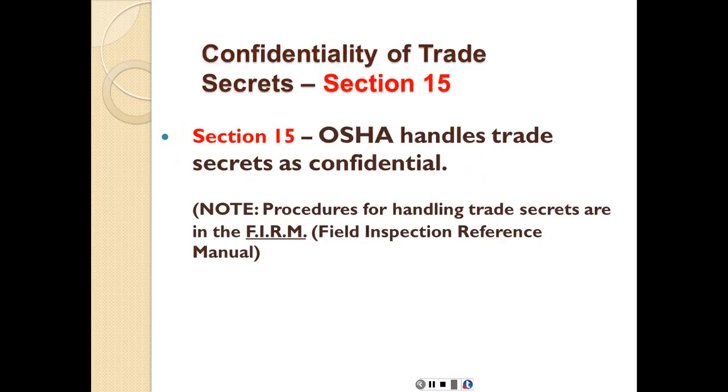Section 15. What if the OSHA inspector or the compliance officer visits a construction site and the contractor has a proprietary method of construction? They're using a technique that's not known to anyone else, that's the secret of their trade. Now in this case the compliance officer or OSHA inspector has to use confidentiality. They cannot propagate that information to anyone else. So OSHA handles trade secrets as confidential. Procedures for handling trade secrets are in the Field Inspection Reference Manual that is given to every compliance officer or inspector, so they know exactly what are the levels and the limits of that confidentiality.